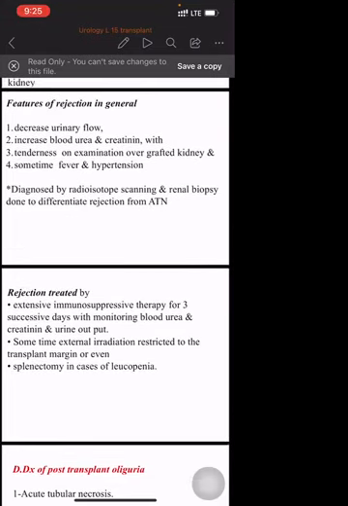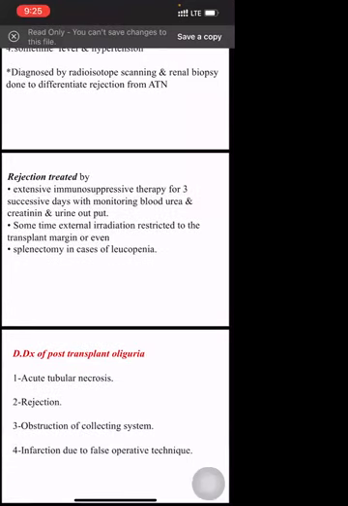Diagnosed by radioisotope scan and renal biopsy done to differentiate from acute tubular necrosis. So it is very important to differentiate between acute tubular necrosis and rejection. Acute tubular necrosis may resolve spontaneously, but rejection we should treat to get rid of it. Rejection is treated by extensive immunosuppressive therapy.